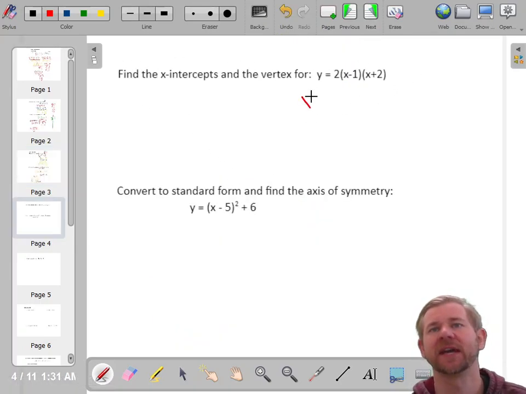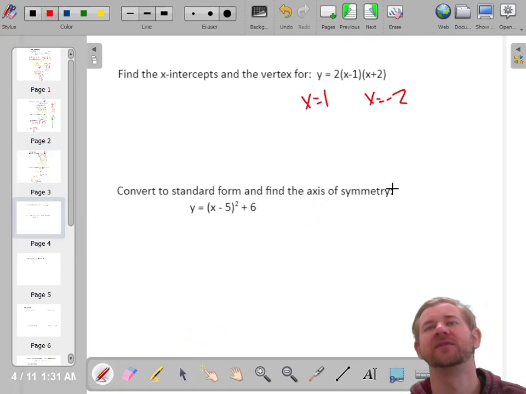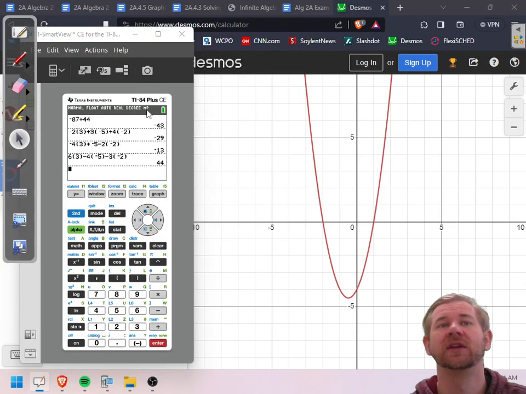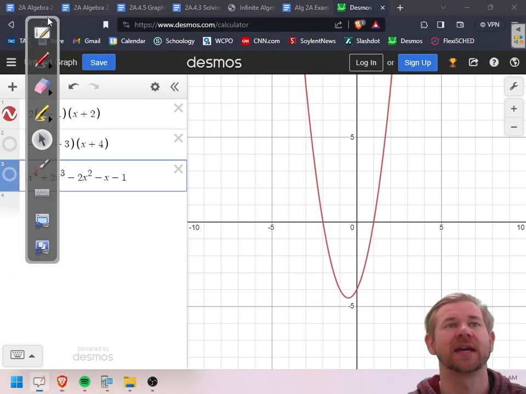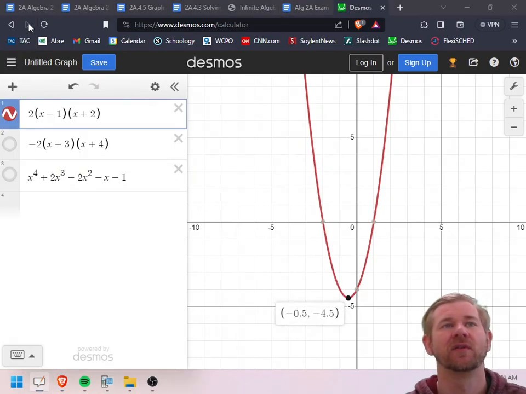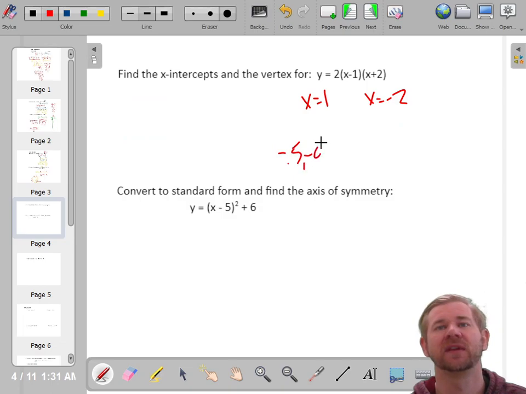Find x-intercepts. x-intercepts should be easy. It's 1 and negative 2. Plug in 1, you get 0. Plug in negative 2, you get 0. That's easy. To find the vertex, you could think about intercept form, find the middle of 1 and negative 2, or you could just graph it in Desmos, because you got Desmos. It's right here. The vertex is negative 0.5, negative 4.5. Negative 0.5, negative 4.5. We did it.